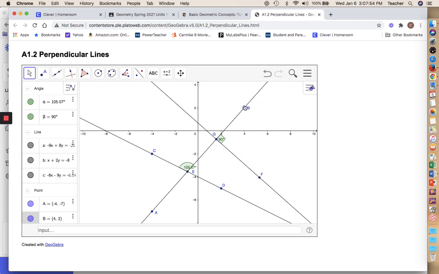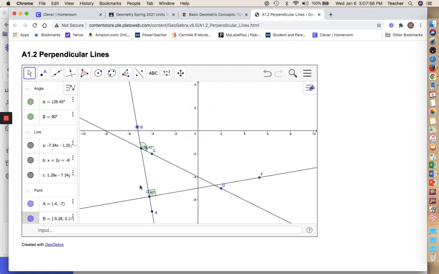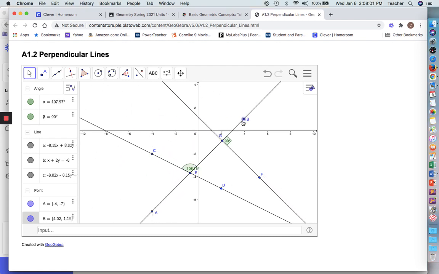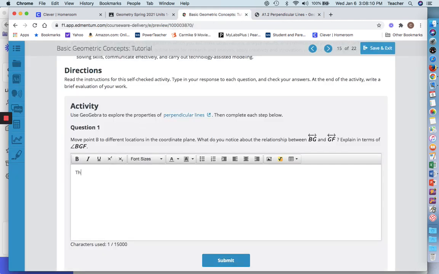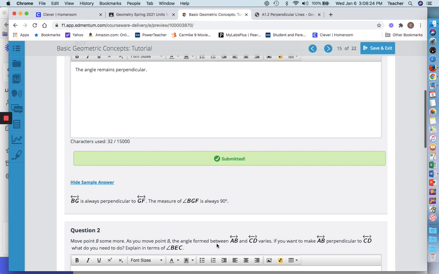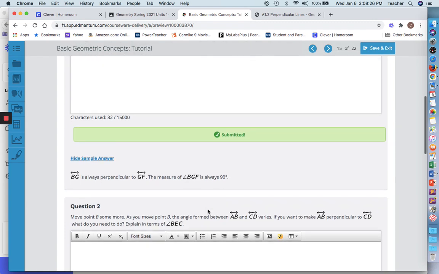Looking right there. So move it over to the left, still 90 degrees. Move it over to the right. If I even get B closer or further away, the sucker stays 90 degrees, so it remains perpendicular. Yep, always 90. Boom, go me.